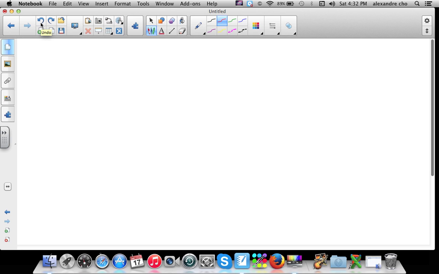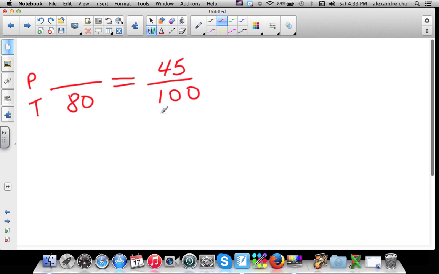Sam spent 45% of the $80 he got for the allowance. How much does he have left to spend? So let's set this up. So we have 100. He spent 45%. 45 goes on top. 80 was the total amount that he had. So this is a part. This is a total. Remember that.